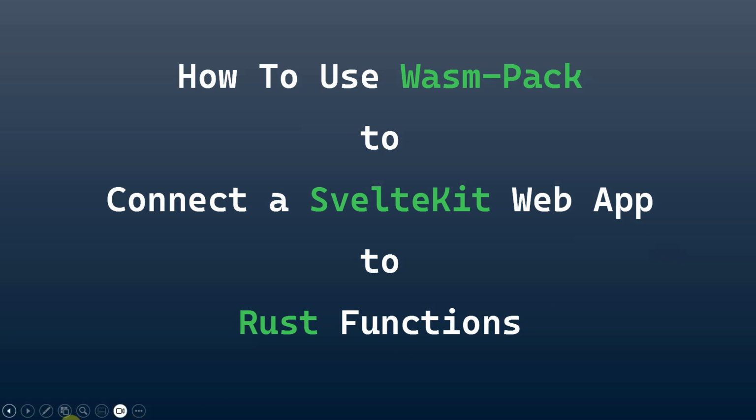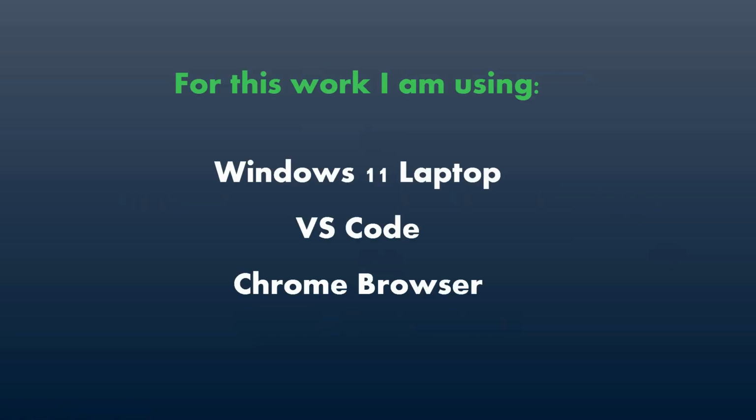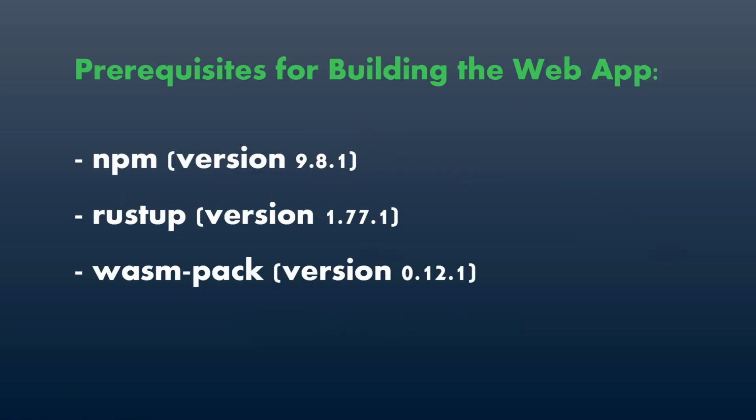This is a tutorial on how to use Wasm-Pack to connect a SvelteKit web app to Rust. For this tutorial, I'm using Windows 11, VS Code, and the Chrome browser. And of course, there's some prerequisites: Node version 9.8, Rustup, and Wasm-Pack. So let's get started.